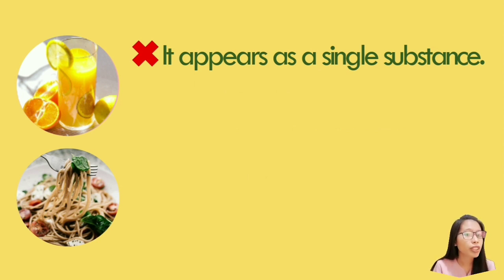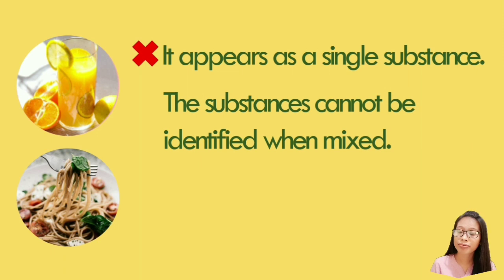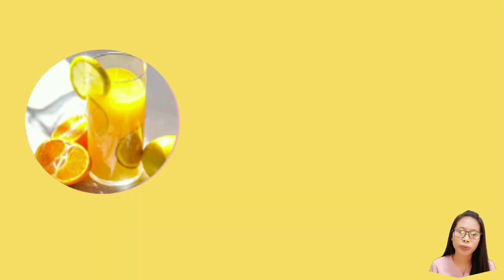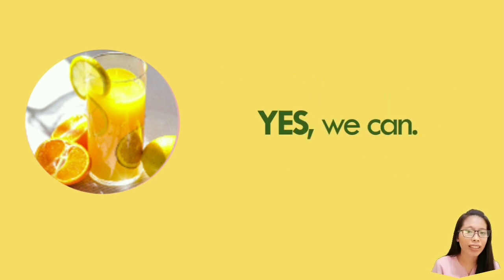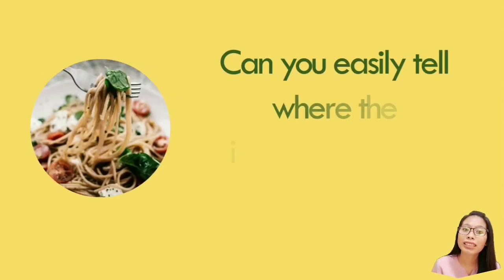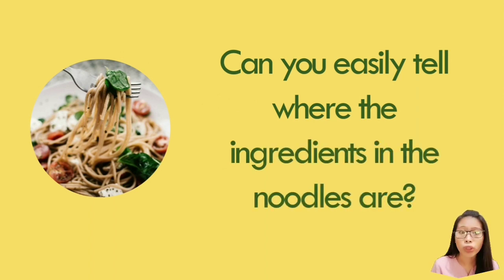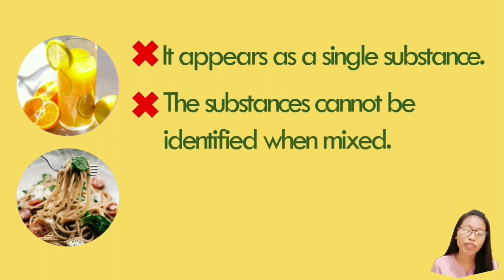How about the second characteristic? Let's see if they have it. Can we not identify the substances mixed? Let's start with the juice. Can you tell where the lemon fruit is from the juice? Yes, we can. We can easily identify the fruit from the juice. How about the noodles? Can you easily tell where the ingredients in the noodles are? Yes, we can. Therefore, the mixtures don't have this characteristic.